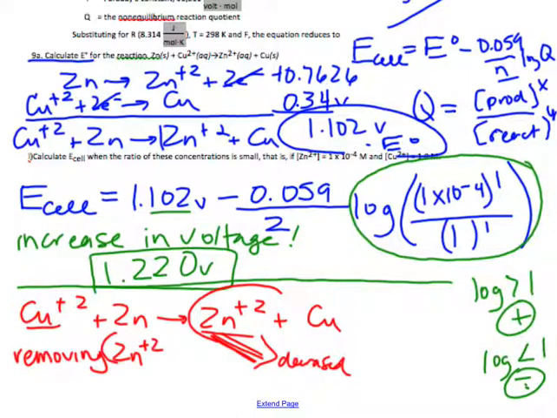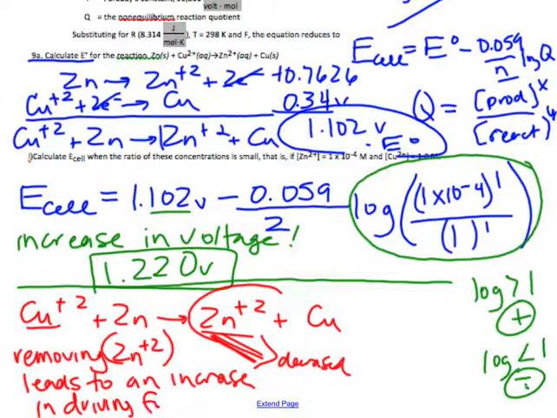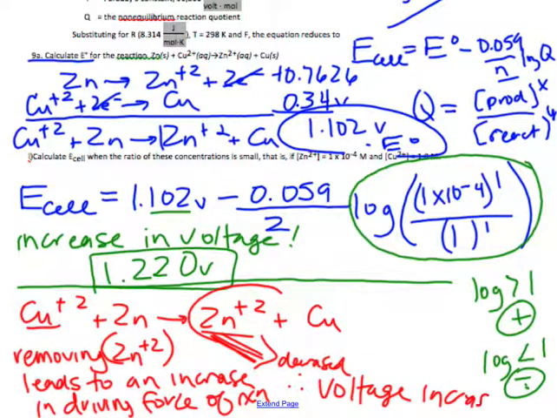So removing zinc, or decreasing the zinc plus 2 concentration, leads to an increase in the driving force of the reaction. Therefore, voltage increases. Got it?